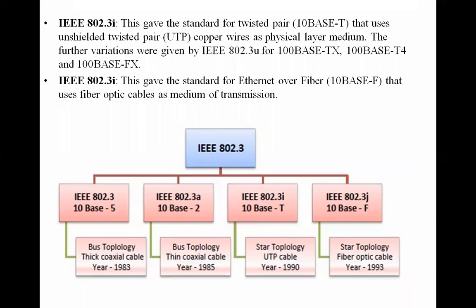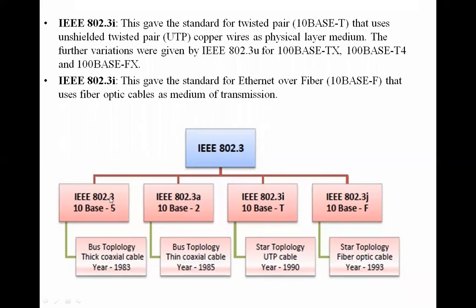Next, one more Ethernet type, fiber cables, we have started using, that is 10 Base-F, for high speed, for 4G and 5G connectivity. Okay, and in the diagram you are seeing, that is IEEE 802.3. Different Ethernet cables we have seen in this, and different versions of Ethernet we are seeing.